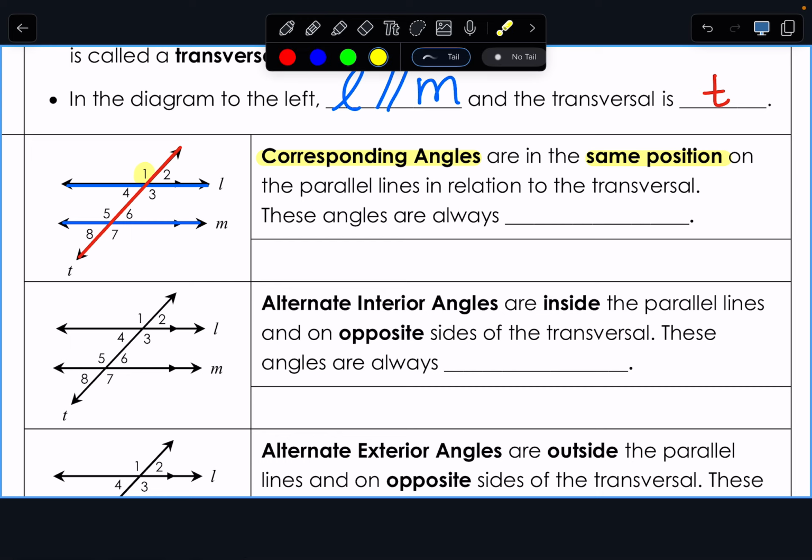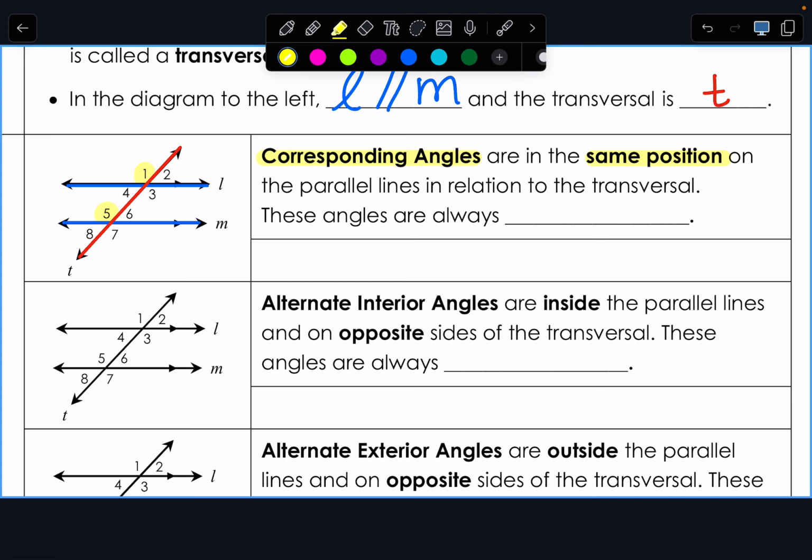Now, up here, we highlighted angle 1. Corresponding means same position. So down here in this group of 4, which number is in the same position? Taylor says number 5. Do you agree that number 5 is in the same position? Okay, highlight number 5.